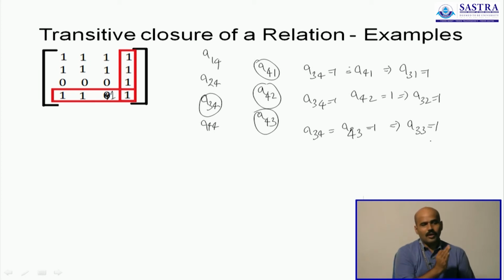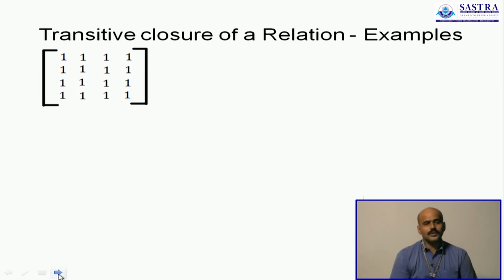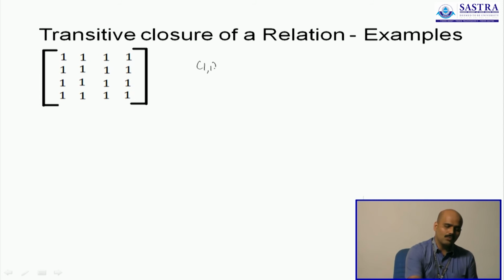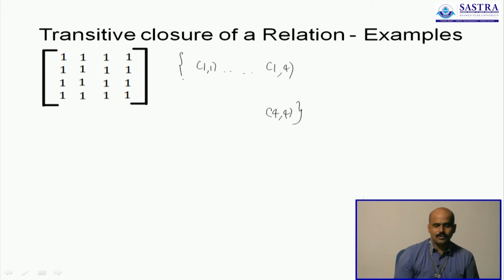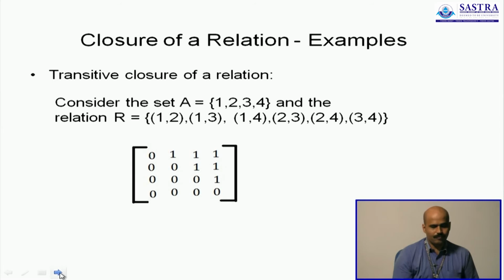So we have made corrections on all entries, therefore your transitive closure is all 16 ordered pairs. You will start with 1 1, go on till 1 4 and end up with 4 4 as the last ordered pair. All 16 pairs are to be included if you were to change this relation into a transitive relation.